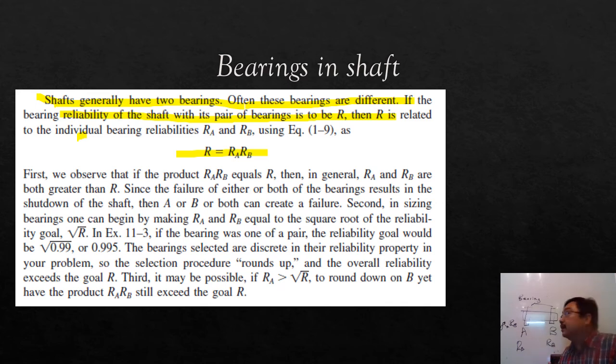If you have three bearings, it becomes RA, RB, RC, and so on and so on. You have to calculate for all of them.